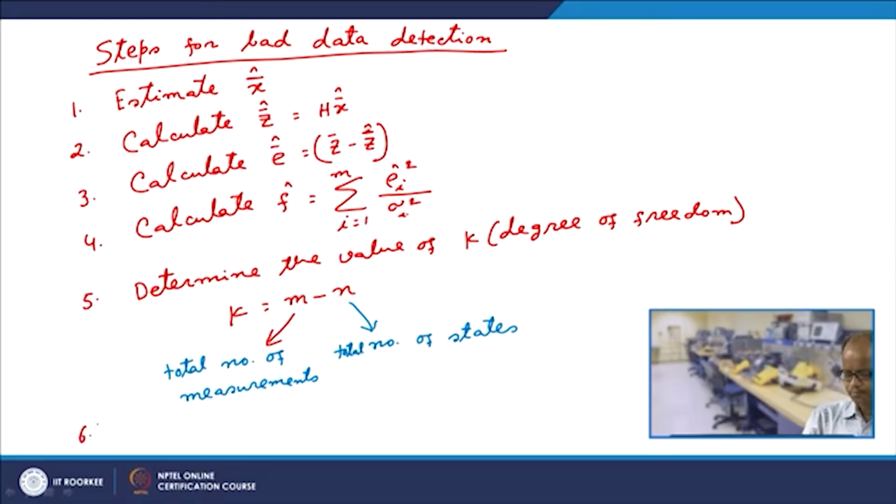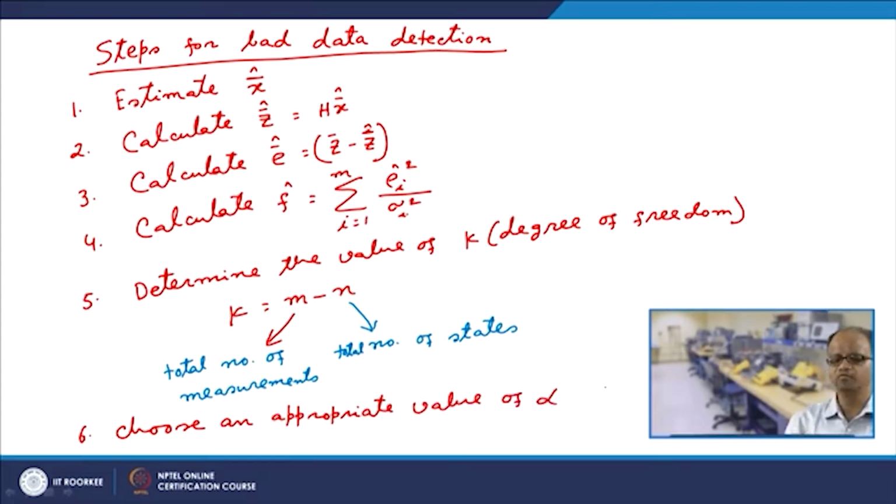The next step is to choose an appropriate value of alpha. What is alpha? Alpha is the value of the probability which I wish to maintain.